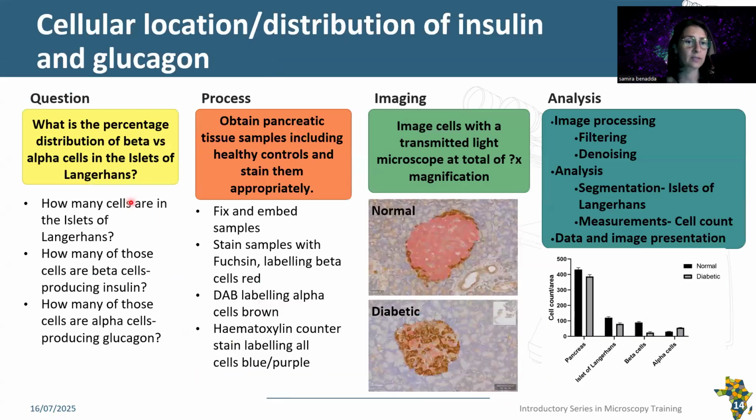So for that, the question is, what is the percentage distribution of beta and alpha cells in the islet of Langerhans? How many cells are in the islet? How many cells are beta or alpha cells?